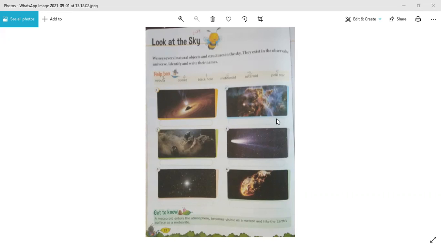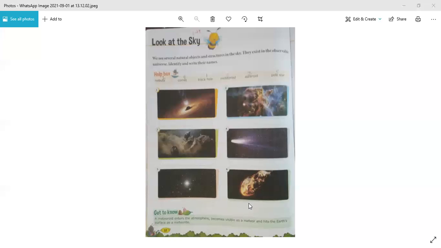Next, third, we have a picture of an asteroid. Fourth, we have a picture of a comet. Okay, this is a picture of a comet. And fifth we have a picture of the pole star. And sixth, we have been given a picture of a meteoroid.